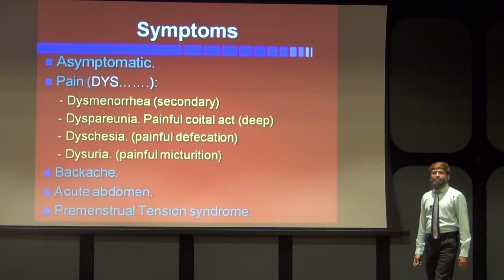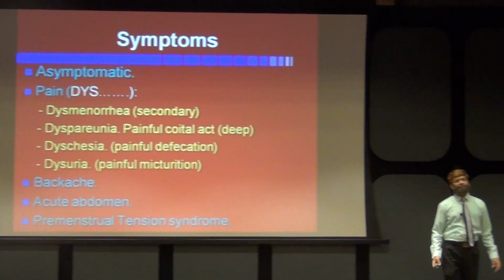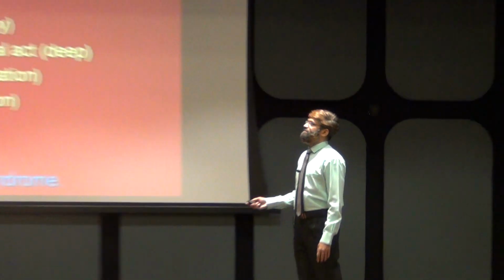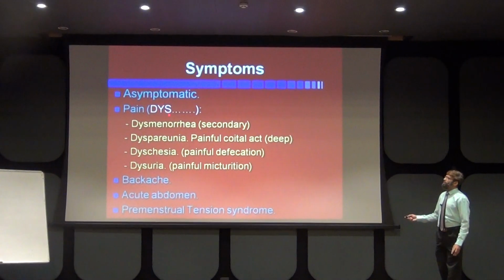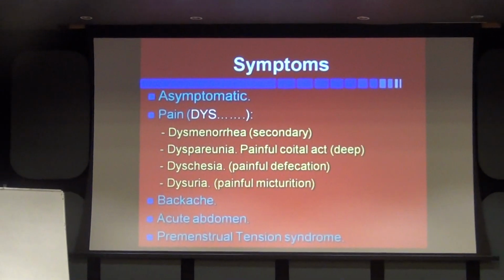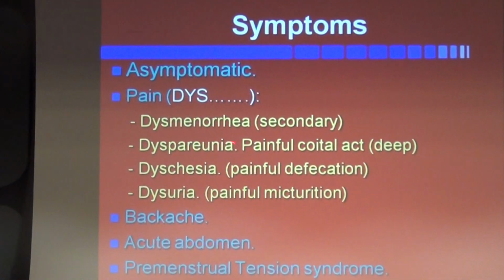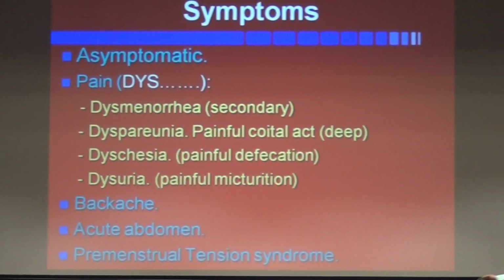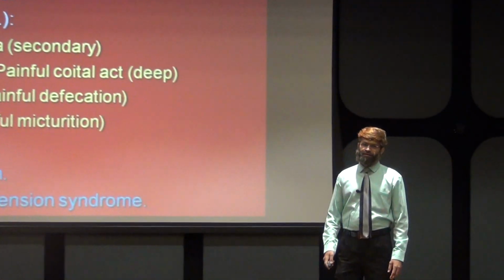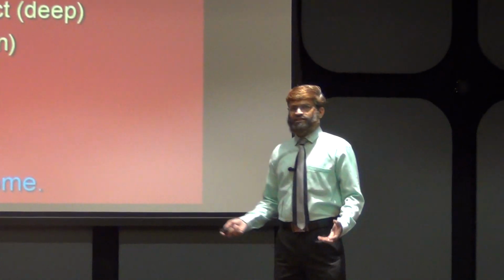Next important tool is symptoms. In symptoms, as we already said, the patient may be asymptomatic. But if symptoms do come, then a very clear point is to remember the word pain, which includes first dysmenorrhea, especially secondary dysmenorrhea. We are aware, what is dysmenorrhea? We have studied it in the earlier classes.